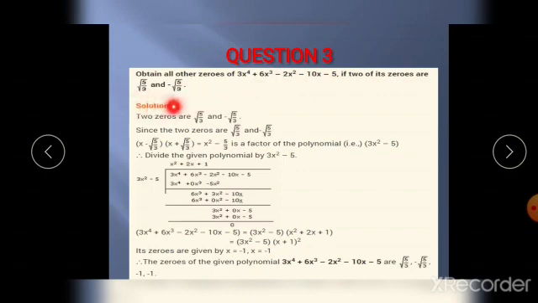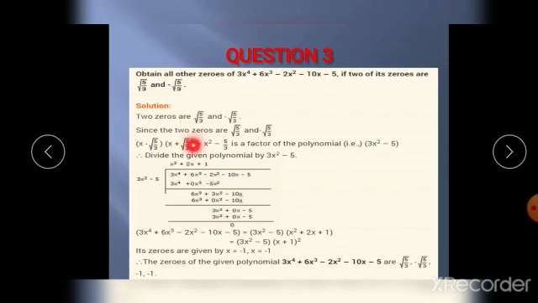We are having only 2 zeros. We have to find 2 more zeros because the highest degree is 4. Degree 4, we already learnt in the first session, part 1. Based on the highest degree, the zeros of the polynomial will exist. So here the given roots are root 5 by 3 and minus root 5 by 3.